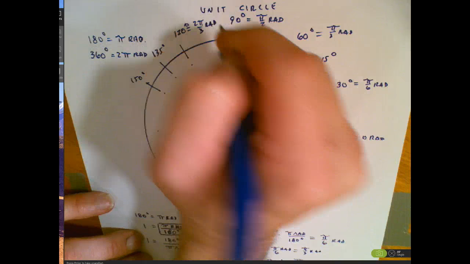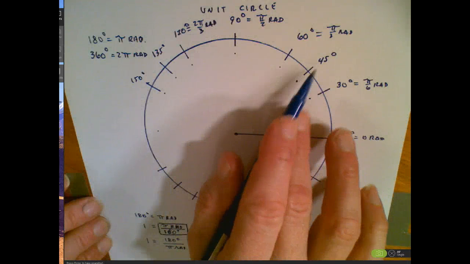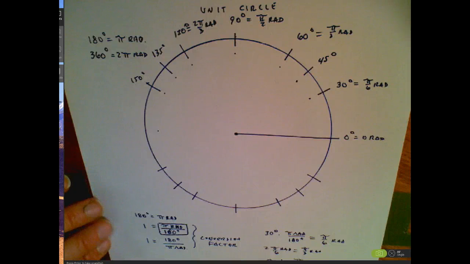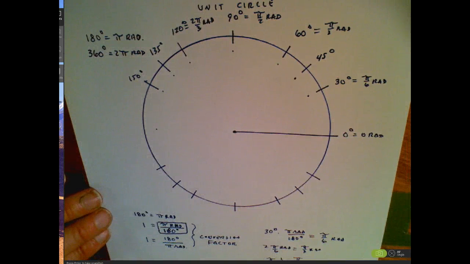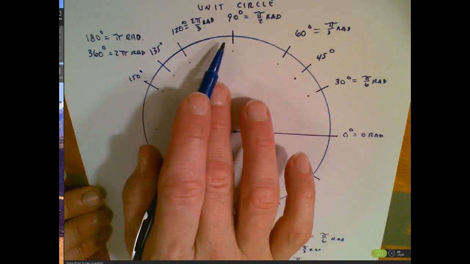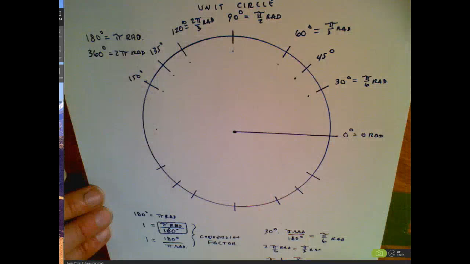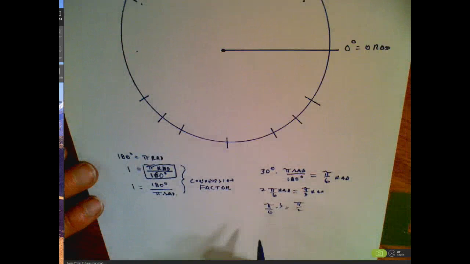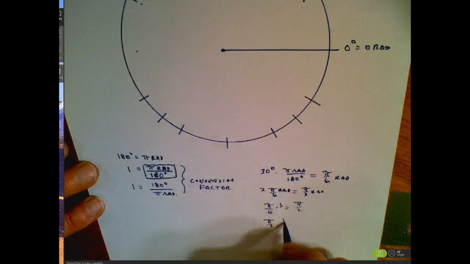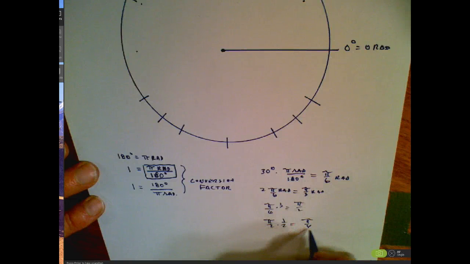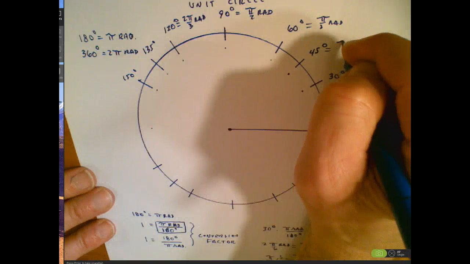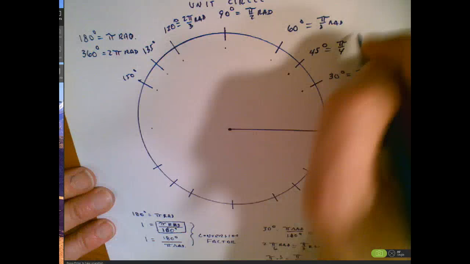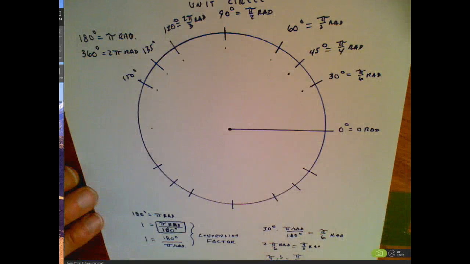Okay? And now, what about 45? Oh, we never got to 45, did we? We forgot 45. We better take care of that. What do we know about 45? 45 is half of 90. So what's half of pi over 2? Isn't dividing by 2 the same as multiplying by 1/2? So let's go down here in the work zone. Pi over 2 times 1/2 would be pi over 4. Let's put pi over 4 here. So what we have is 45 degrees is pi over 4 radians. We don't want to mess up radians. Okay, now we got it.